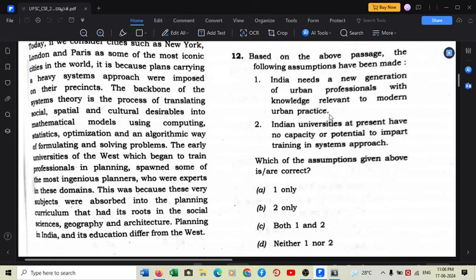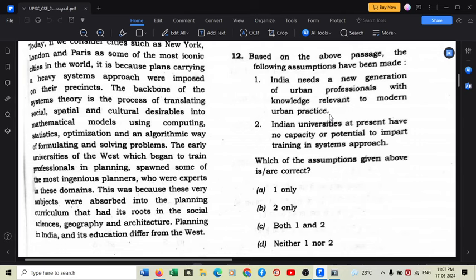This we can assume because definitely, in the last line you see, planning in India and its education differ from the best. So definitely there is some reference that the author further wants to talk about, that we should imbibe some of the techniques of the Western world. So the author definitely gives a hint about India but does not talk in detail. So that's why we ruled out other options in question number 11 about India.